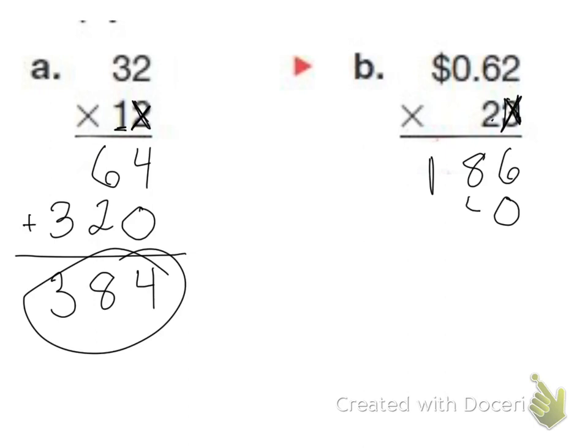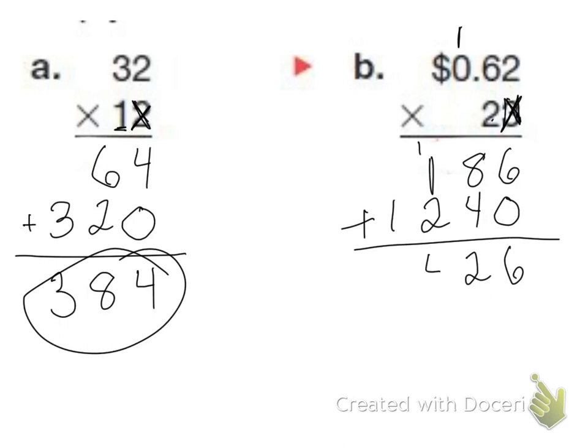Then I multiply the next number. 2 times 2 is 4. 2 times 6 is 12, carry my 1. 2 times 0 is 0, plus 1 is 1. Okay, we add this together. We have 6. 8 plus 4 is 12, carry my 1. 1 plus 1 is 2, plus 2 is 4, and then 1. Now the decimal, I'm going to put it after the pennies and then the dimes. So pennies, dimes, my decimal goes here.